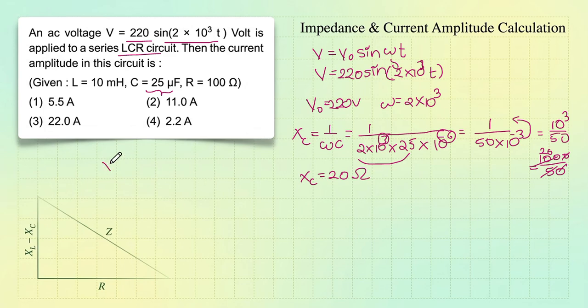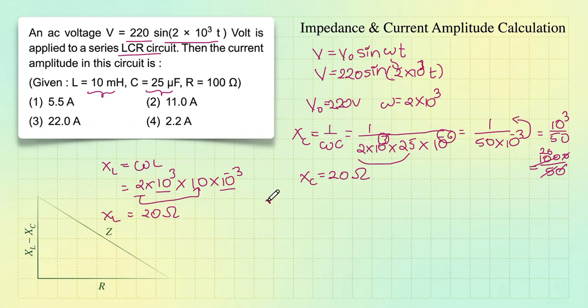Similarly, we'll find out XL. The formula of XL is omega L. So omega, which is 2 into 10 raised to 3, into L, the inductor value that is given, 10 millihenry. So 10 multiplied by milli means 10 to the power minus 3. So 10 to the power 3 and 10 raised to minus 3 will get cancelled. So 2 into 10, which is 20. So the value of XL is also 20. So XL and XC both are equal. That means this is nothing but the resonance here.